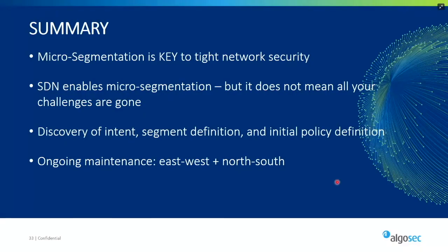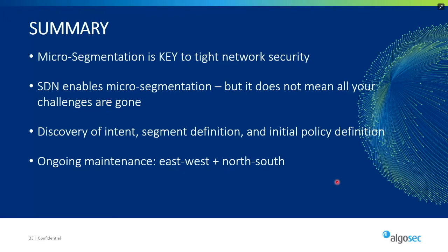So to summarize, what you have seen is that, first of all, microsegmentation is key to tight network security, especially in these days of ransomware. Software-defined networking enables microsegmentation, but it doesn't mean that all challenges are gone. You still need to discover the intent. You need to define segments. You need to define the initial policy. And once you do that with the assistance of Guardicore and AlgoSec, you've gained the knowledge of how your organization works, and you can, in an ongoing maintenance phase, easily and automatically control both east-west traffic and north-south traffic.